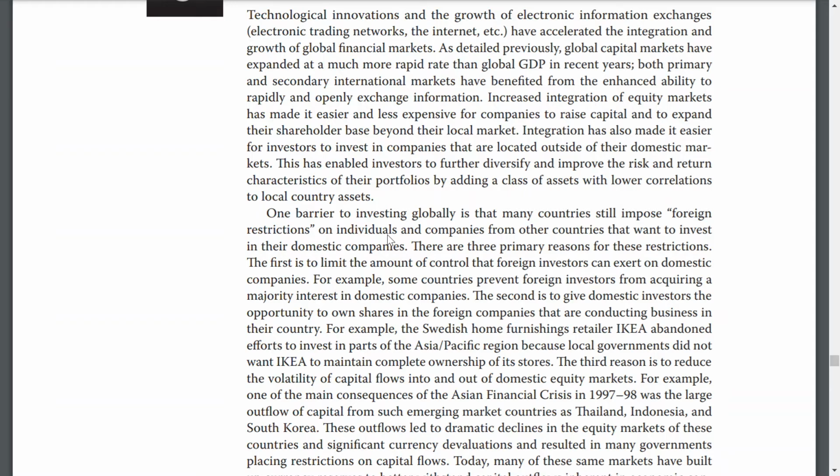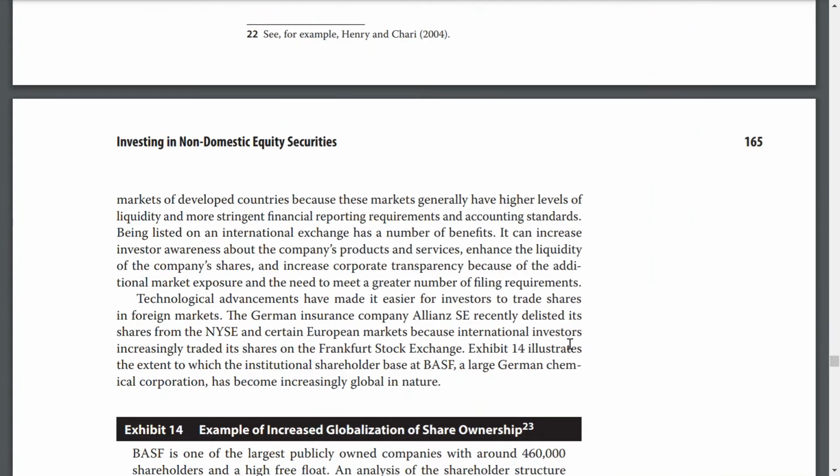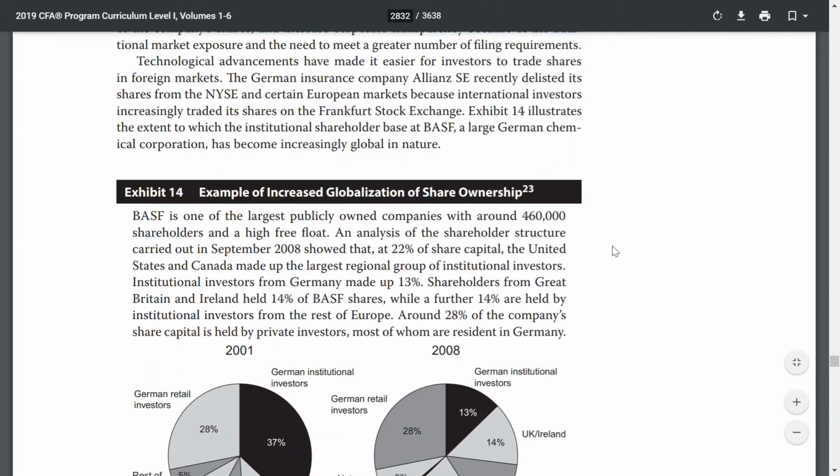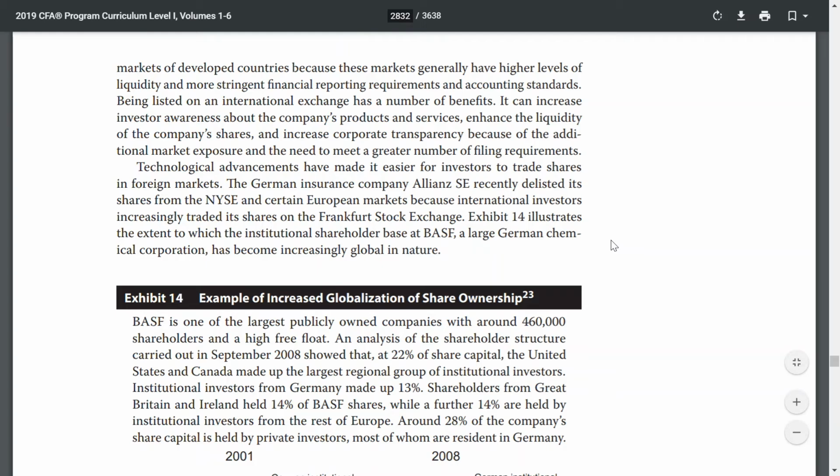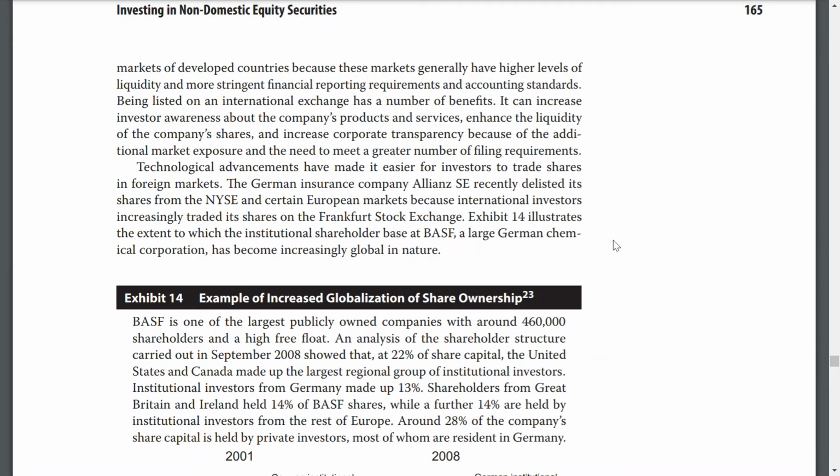Technological advancements have made it easier for investors to trade shares in foreign markets. A German insurance company recently delisted its shares from the New York Stock Exchange and certain European markets because international investors increasingly traded in the shares on the Frankfurt Stock Exchange.